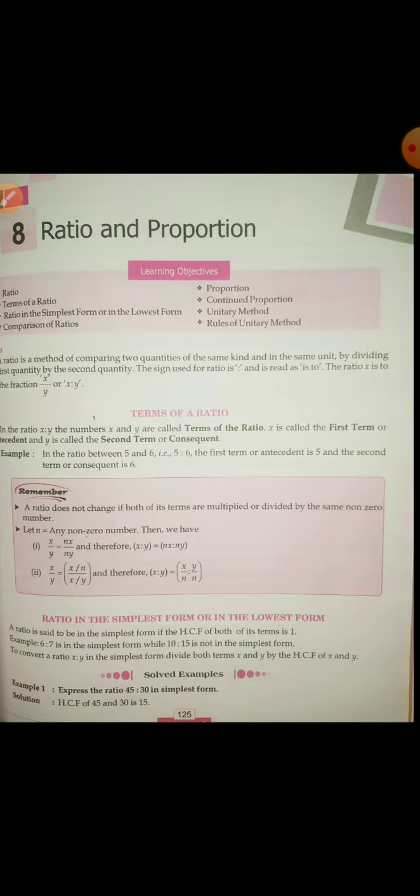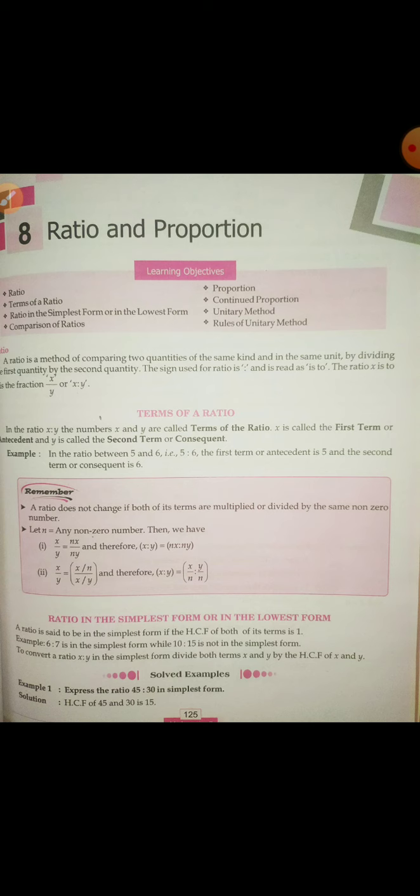So let's start. In this video we are going to learn about chapter number 8. This is ratio and proportion. In this chapter, the learning objectives are: the ratio, terms of a ratio, the simplest form or lowest form, comparison of a ratio, proportion, continued proportion, unitary method, and the rule of the unitary method.